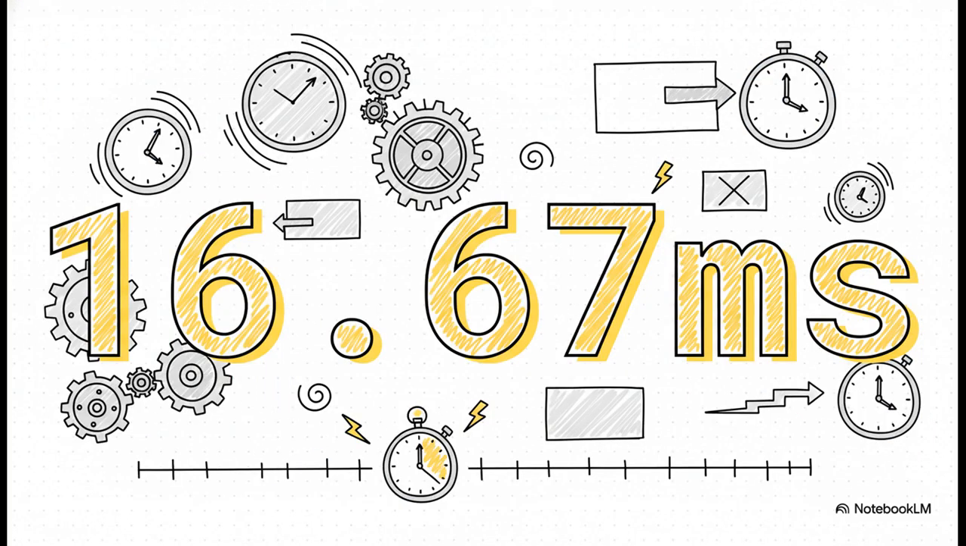So, why is this happening? Well, it all boils down to a race against time. A really, really short race. To get that silky, smooth, 60 frames per second experience that we all expect, every single operation, every calculation, every pixel drawn on the screen has to be done in just 16.67 milliseconds. I mean, that's faster than you can blink. If you miss that deadline, even by a hair, poof, you drop a frame, and the user feels it.